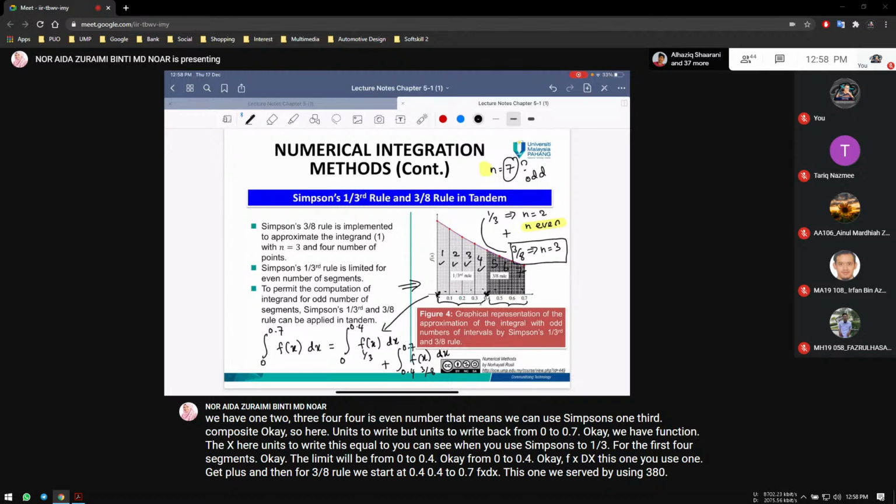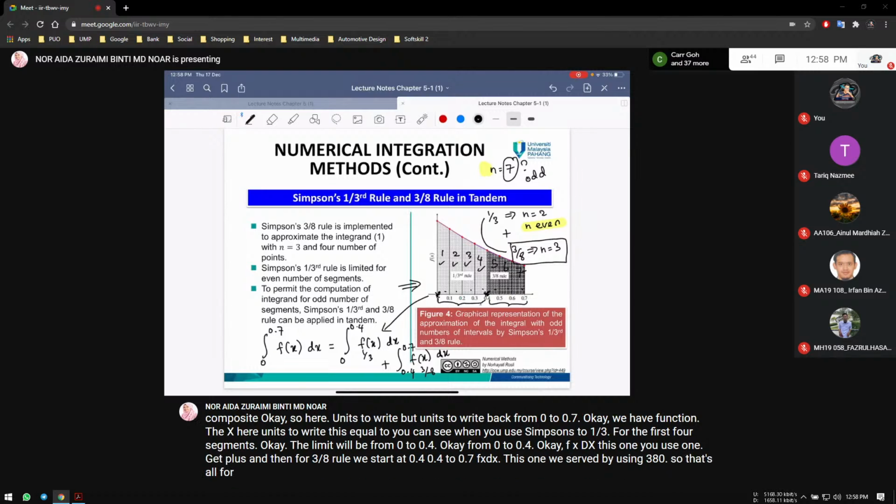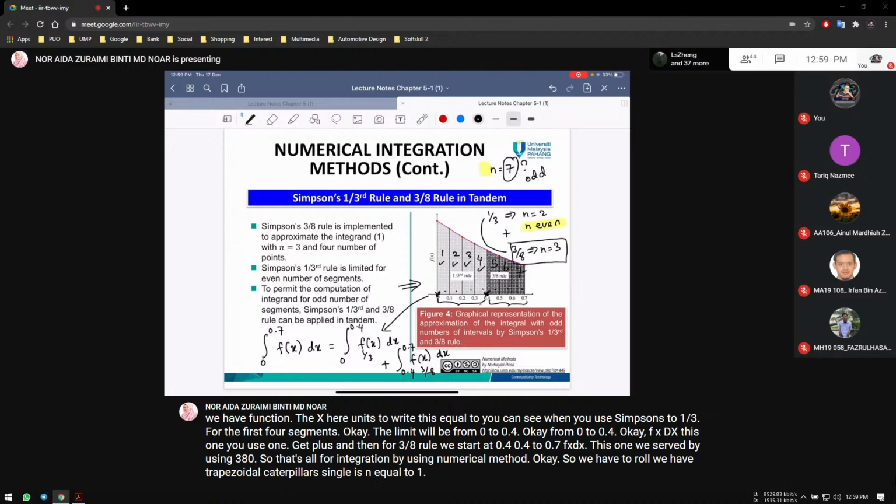Okay, so that's all for integration by using numerical method. We have 2 rules. We have trapezoidal. Trapezoidal single is n equal to 1. Composite can be even and odd. No problem for trapezoidal.